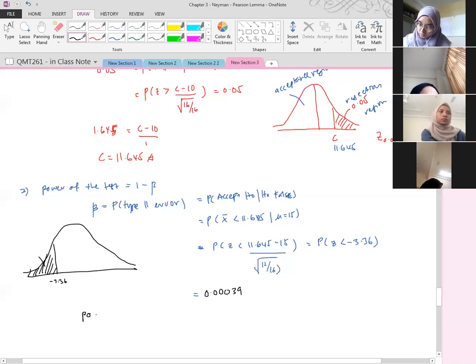So find the power of the test, which should be 1 minus beta, so 1 minus 0.00039. So it will become how much? 1 minus 0.00039 is 0.99961. Right. That's how we solve example number 2.